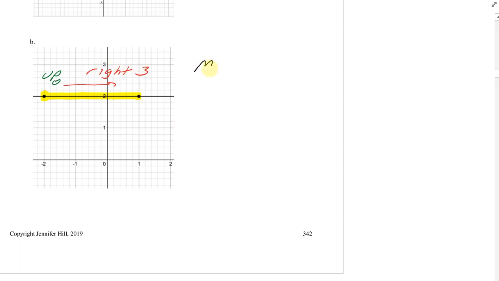I'm still going to use the same slope calculation to figure this out. It was up 0 and then right 3. Well, what does that simplify to? That just simplifies to 0. And so this is what a 0 slope looks like. It's a horizontal line. And that's totally fine.